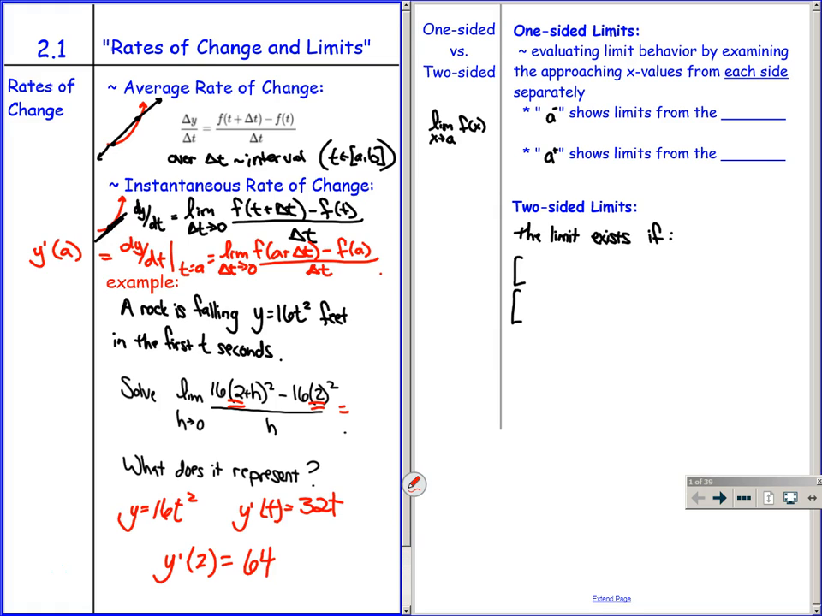So what does that represent? How would you write it as a sentence if you were trying to be amazing and show off the AP text? Yeah, okay, let's put rate of change and rock falling together in the same sentence, right? So the rock is falling, what Laney said, at instantaneous rate of change of 64 feet.